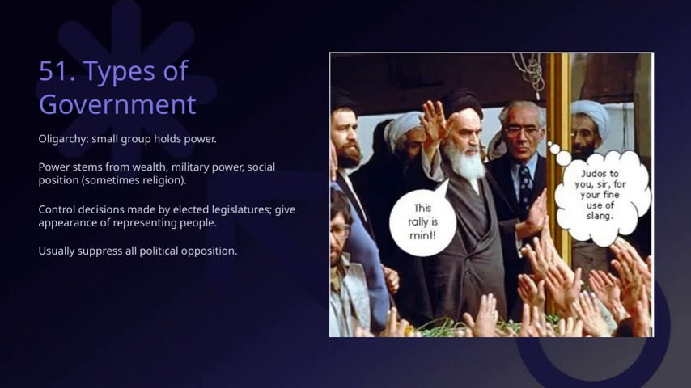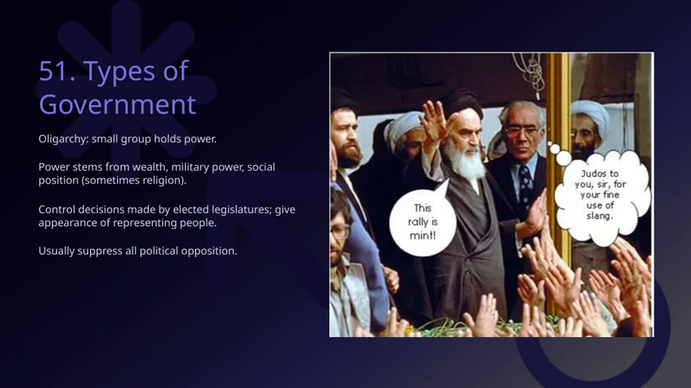Usually, those in power suppress all political opposition to maintain their control. They often control decisions made by elected legislatures, giving the illusion that they are truly representing the people's interests. The real power, however, typically stems from sources like wealth, military strength, social status, and sometimes religion. An important concept here is oligarchy, where a small, elite group holds the actual power.